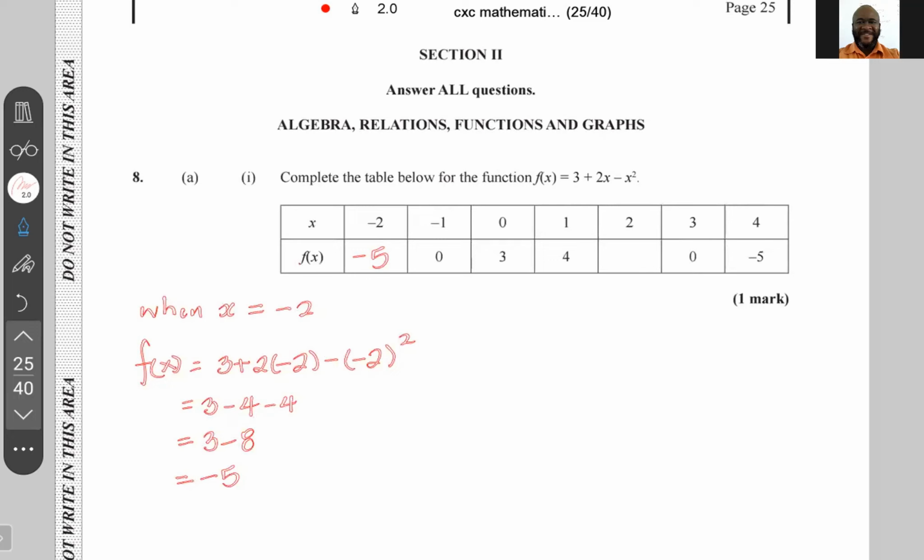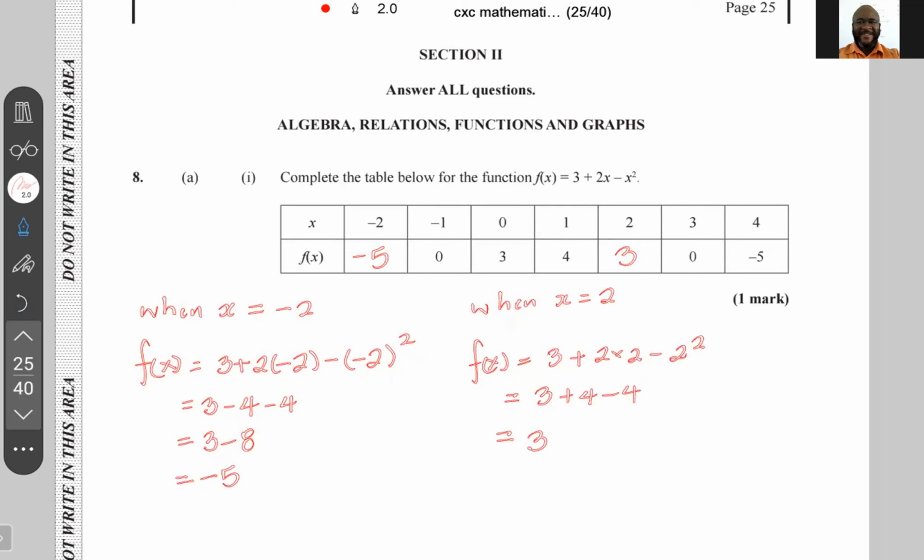Now, when x is equal to 2, f of x is equal to 3 plus 2 times 2 minus 2 squared. This is 3 plus 4 minus 4. This is 3. So I have all my values.